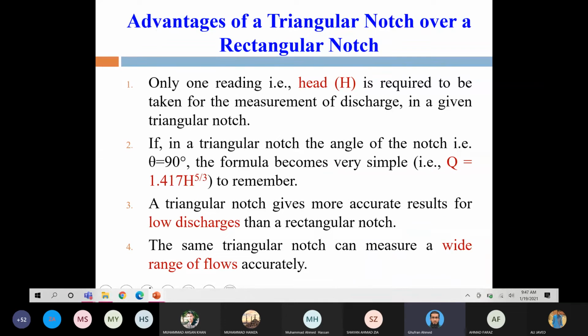What are the advantages of a triangular notch over a rectangular notch? Only one reading, the head H, is required to measure discharge in a given triangular notch. If the angle of the notch, theta, is 90 degrees, the formula becomes very simple: Q is equal to 1.417 H to the power 5 by 2. The triangular notch gives more accurate results for lower discharges than a rectangular notch. The same triangular notch can measure a wide range of flows accurately.